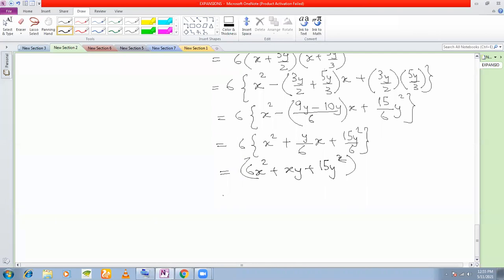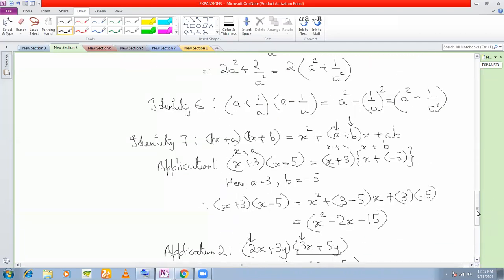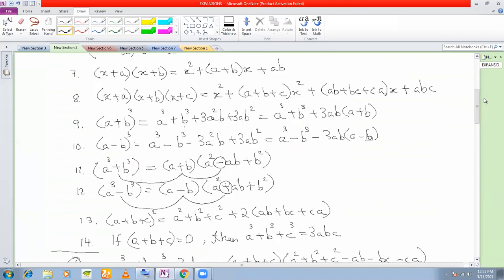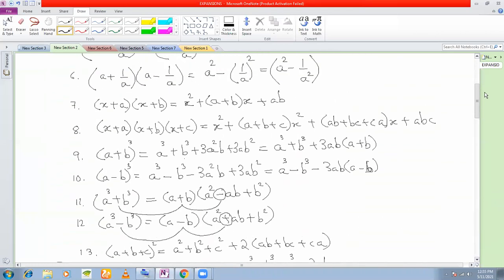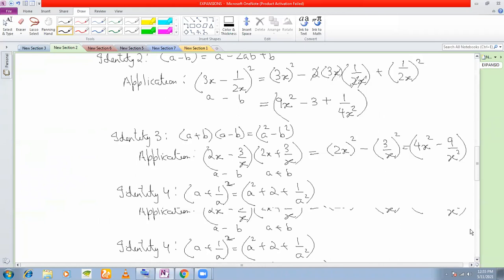Any questions on any step in this sum? We'll move on to identity 8. If you see this, this is your identity 8. This is just an extension of 7. We'll see identity number 8.